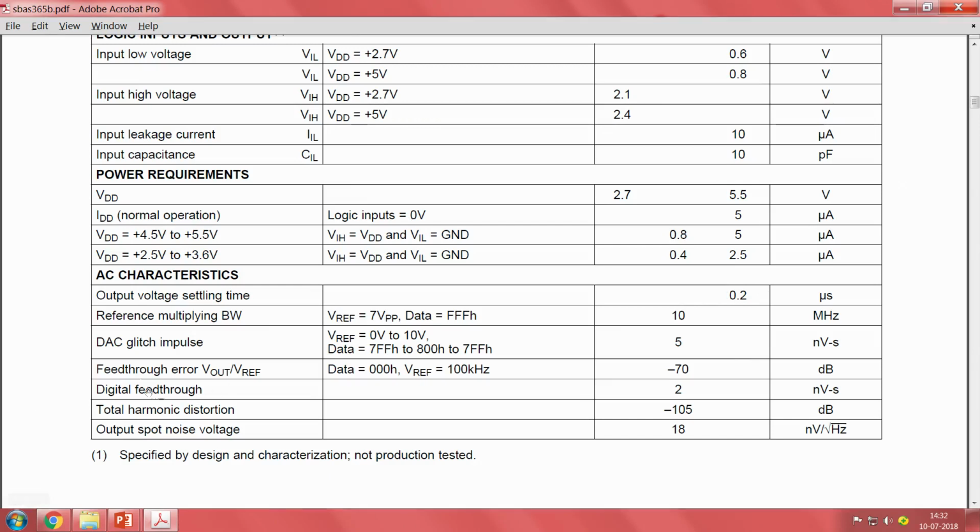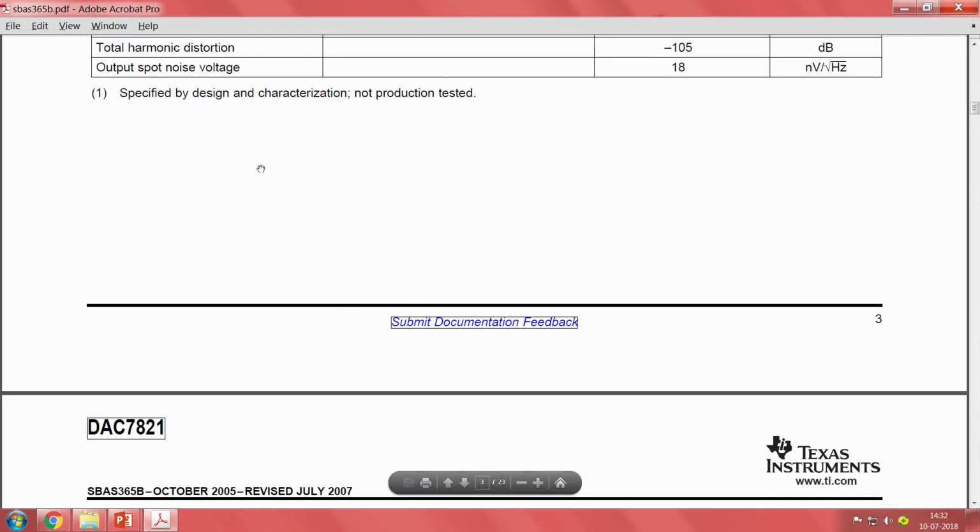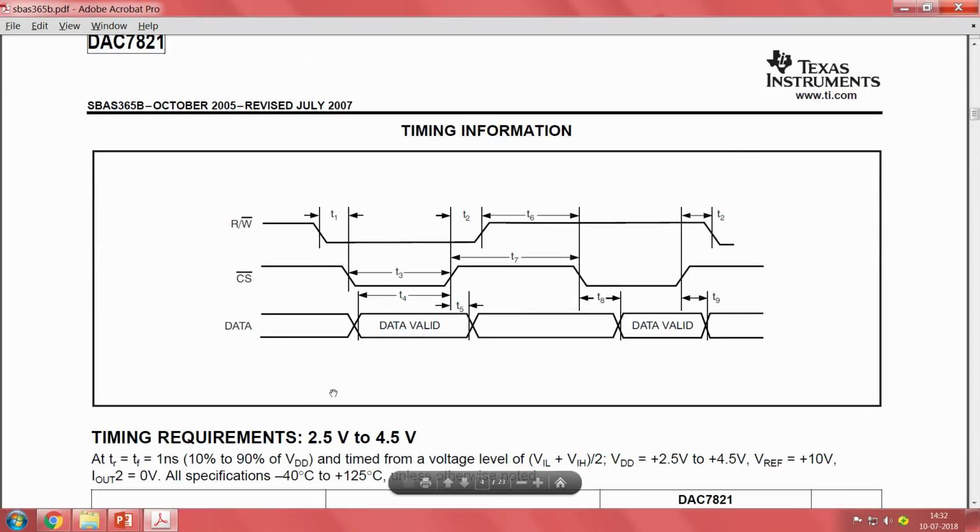Then these are those things: DAC glitch impulse, total harmonic distortion, output spot noise voltage. Noise we also saw, right, so they even characterize the noise voltage in the AC characteristics. Then they will also tell you the timing information. I told you about this, right, this is that thing.